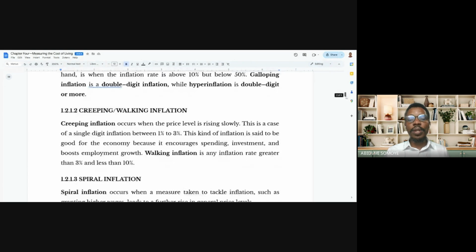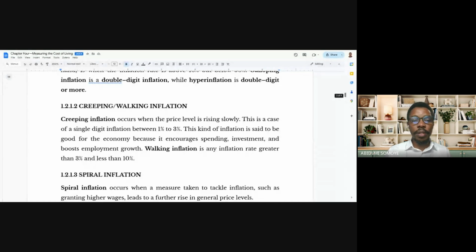All right, now let's take a look at creeping or walking inflation. Creeping or walking inflation. Like the name says, creeping. If a baby creeps or if an adult creeps, it means that that adult is creeping or walking very slowly, right? Or tiptoeing in such a way that it doesn't want you to know that maybe it is moving in a particular direction or it's going to pass through your back. So through that same perspective, creeping inflation occurs when the price level is rising slowly. This is a case of a single digit inflation between 1% to 3%.